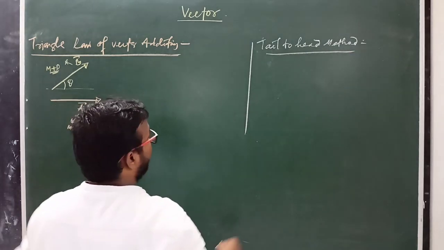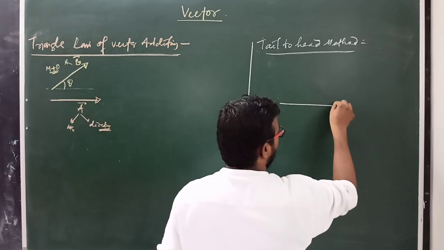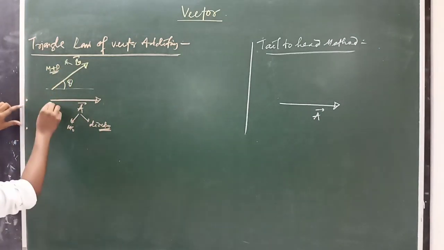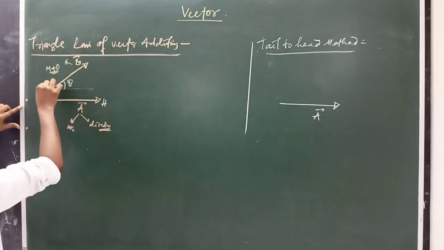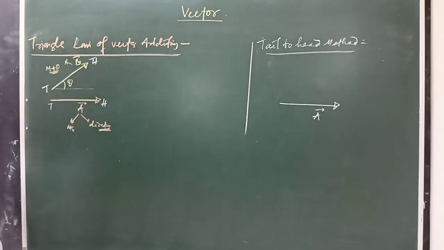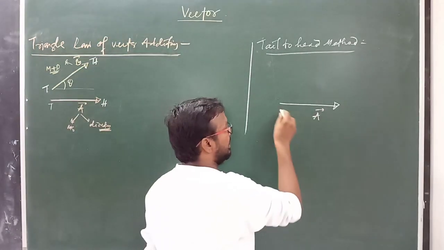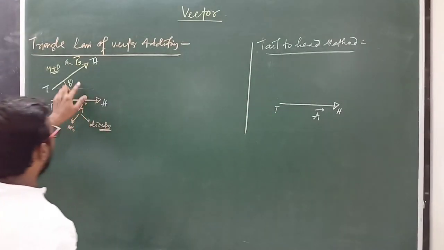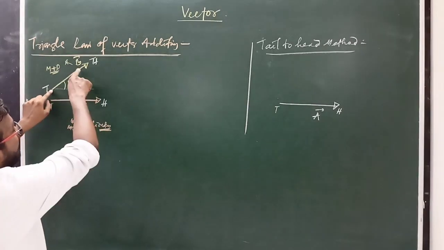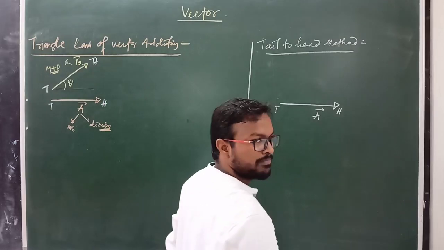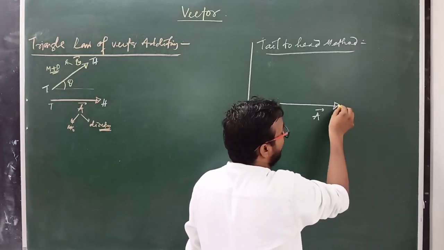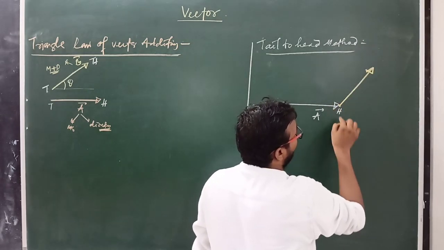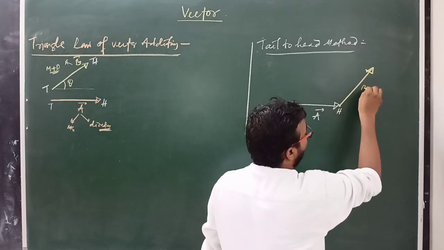First, shift the vector A. So this is vector A. Now join the tail of B. This is the tail of A and this is the head. This is the tail of B and this is the head. Now join the tail of B vector with the head of A vector, and this is the B vector.